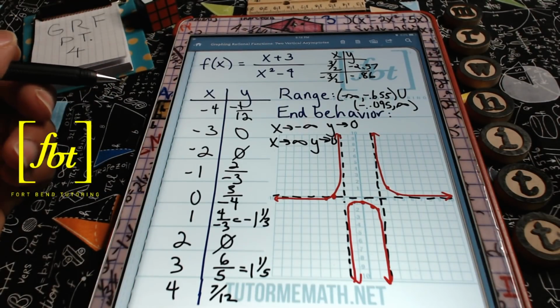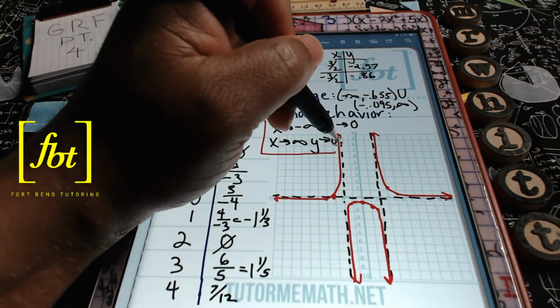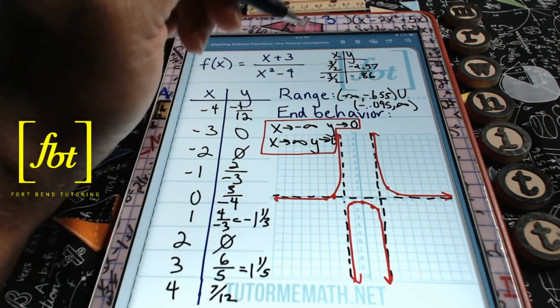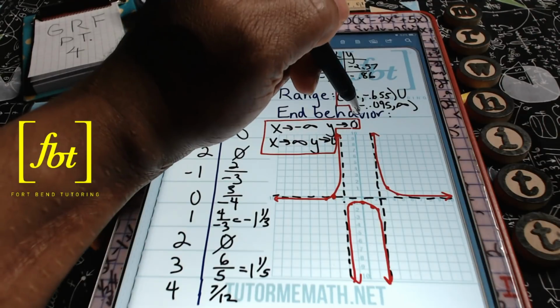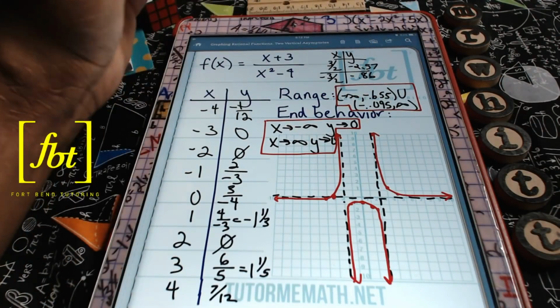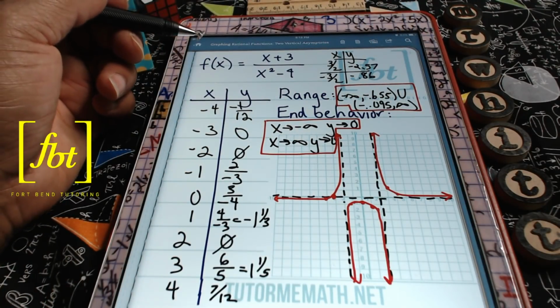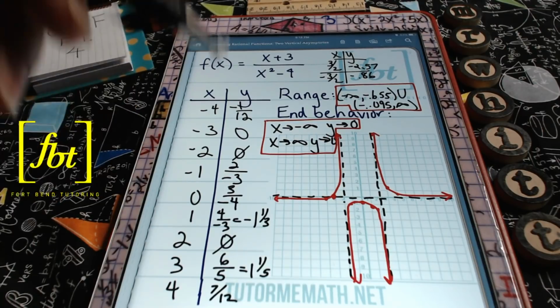Red box it. We're going to red box that end behavior right here. Yes, we are. And we're going to red box the range. There you go. Look at that chicken scratch right there. I know you can write better than me. It's okay. It's all right.